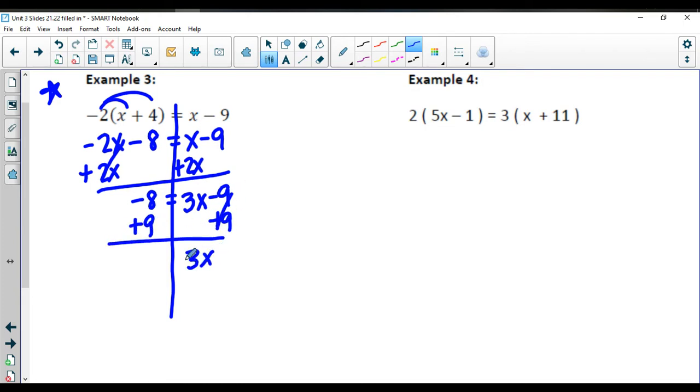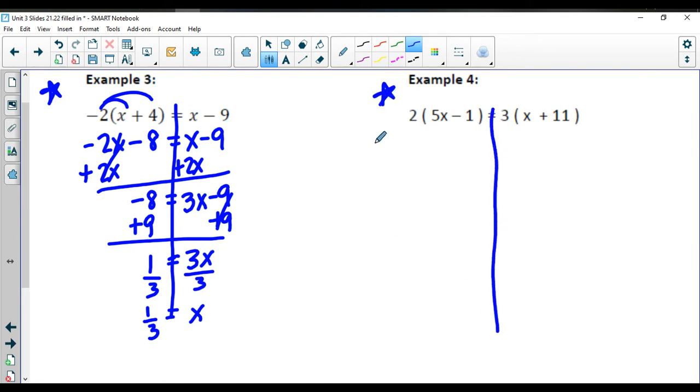And we get 3x is equal to 1. We're still going to divide through by 3. And it looks like here we're actually going to have a fraction answer, 1/3 for x. Example number 4, I'm going to have you go ahead, distribute on both sides, move your variable, and then add, subtract, multiply, divide.